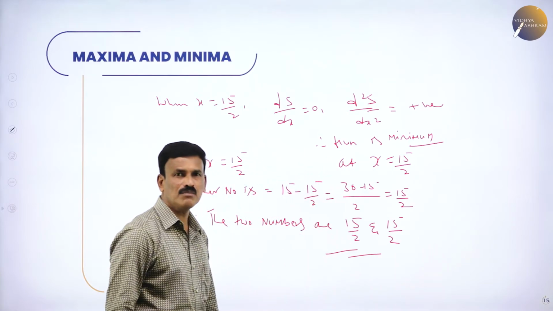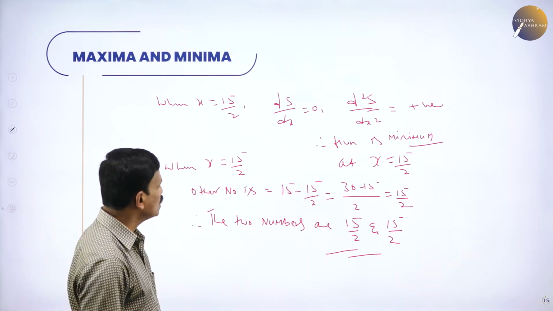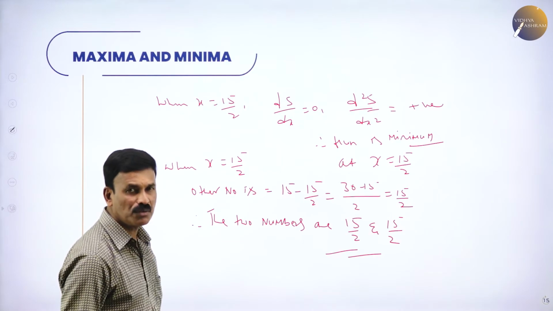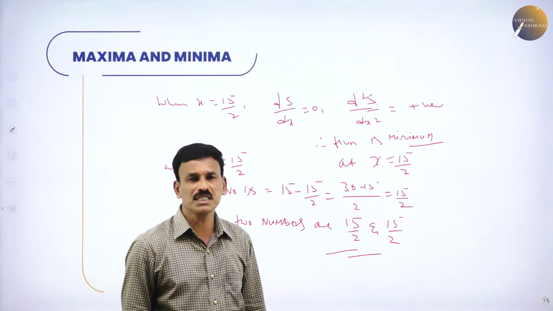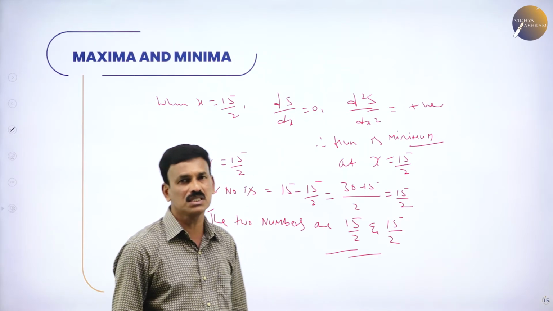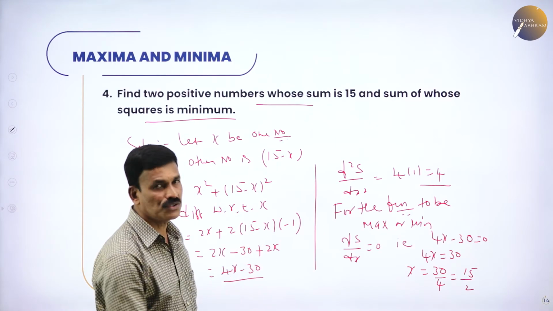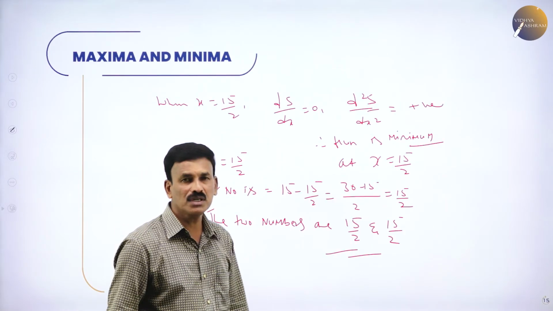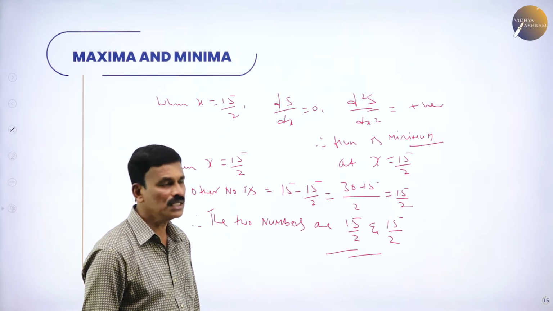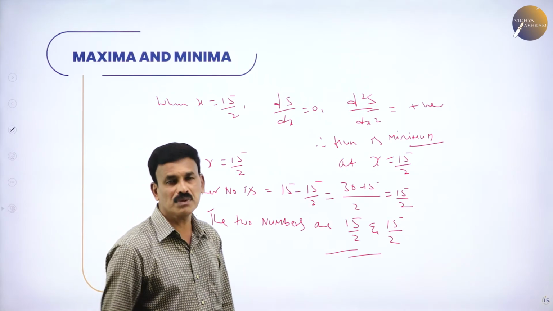That's it. This is a very important and simple problem for 3 marks. So therefore the two numbers are 15 by 2 and 15 by 2. If you add 15 by 2 plus 15 by 2, that is 30 by 2, which is 15, you will get the sum of the two numbers as 15, and the sum of their squares is minimum. That's it. Okay, these are a few problems based on this.